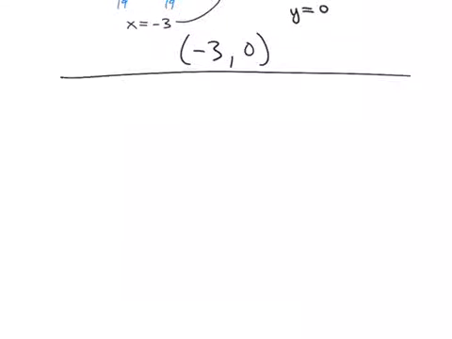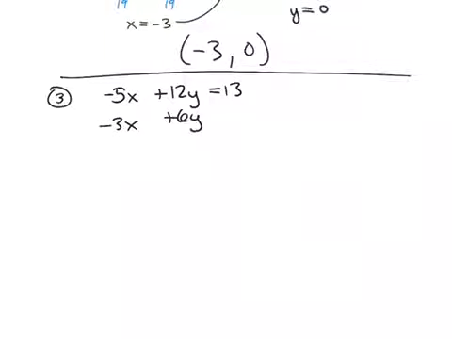I'm going to pull that off of my worksheet. So problem 3 is a system of two equations, and it is negative 5x plus 12y equals 13, and negative 3x plus 6y is equal to 3. Okay? I'm thinking to myself, if I add together my x's, they won't cancel out or eliminate. If I add together my y's, they won't cancel out or eliminate.